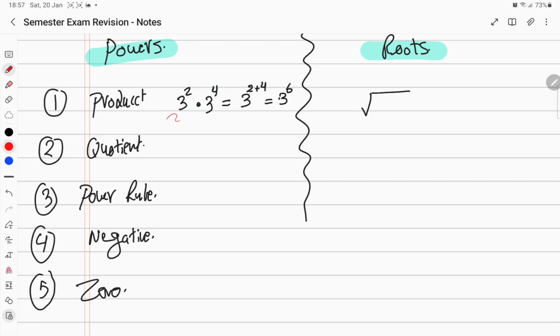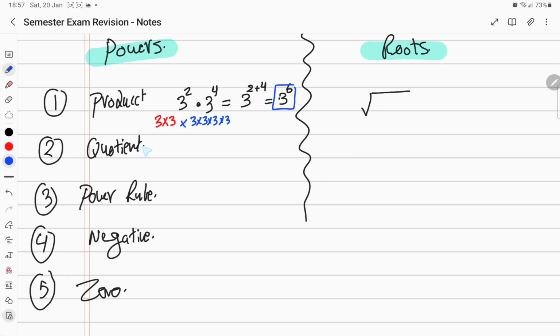Why? Let's understand that 3 power 2 is the same as 3 times 3. 3 power 4 is the same as 3 times 3 times 3 times 3, 4 times. So count 1, 2, 3, 4, 5, 6. As if you're saying 3 power 6. So simply add the powers, 2 plus 4 is 6.